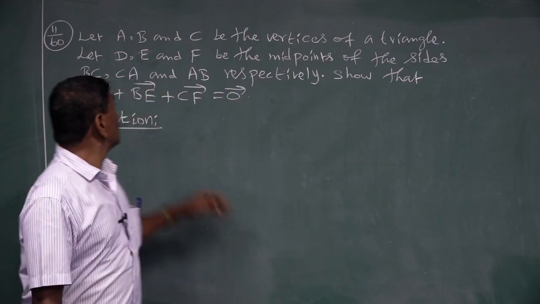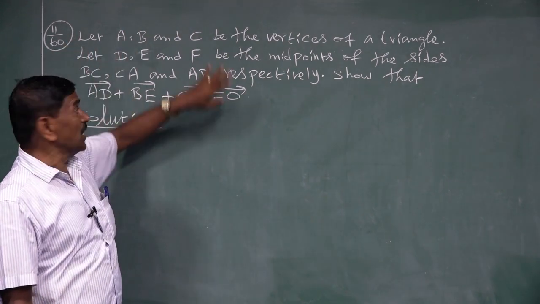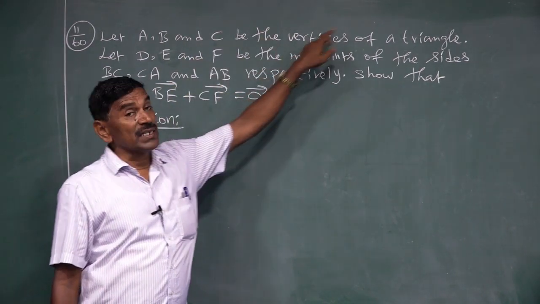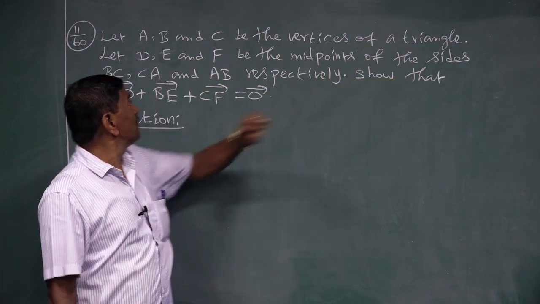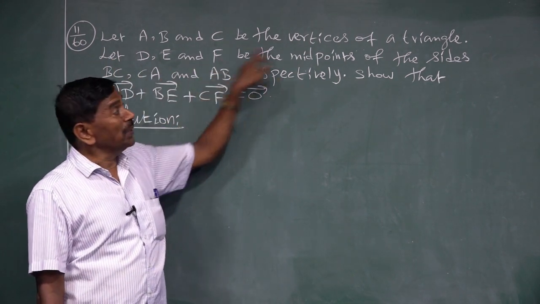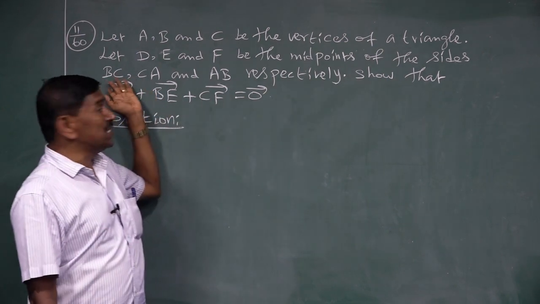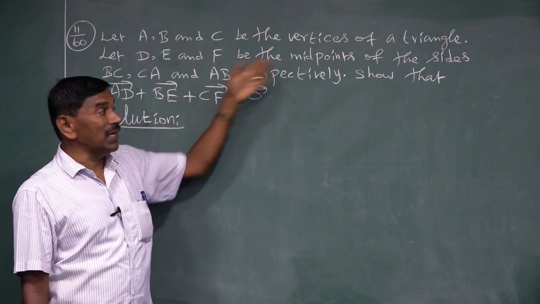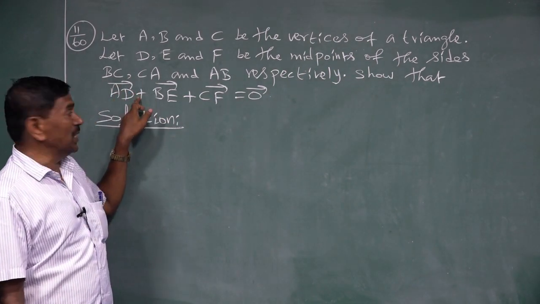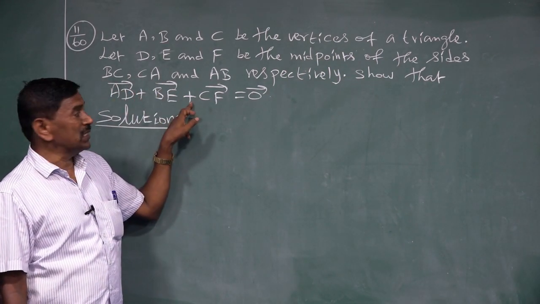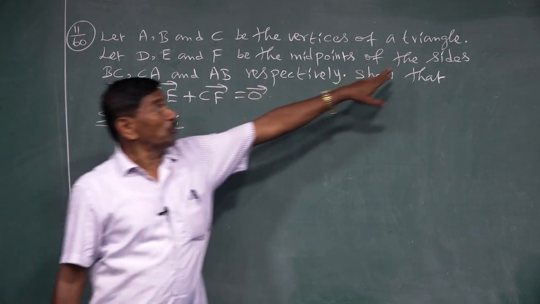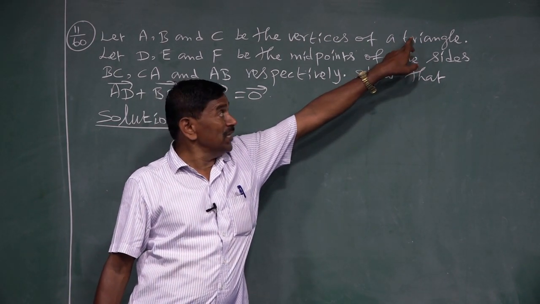Children listen. Now 11th question from the first exercise. Let A, B and C be the vertices of a triangle ABC. Let D, E and F be the midpoints of the sides BC, CA and AB respectively. Then show that AD vector plus BE vector plus CF vector is equal to 0 vector. Okay, first, what is the keyword? Yes, the keyword is a triangle.